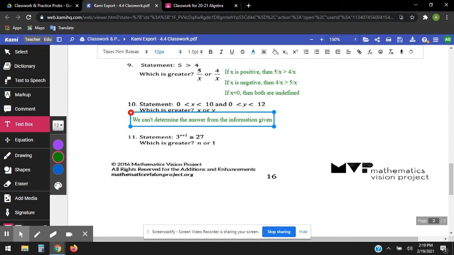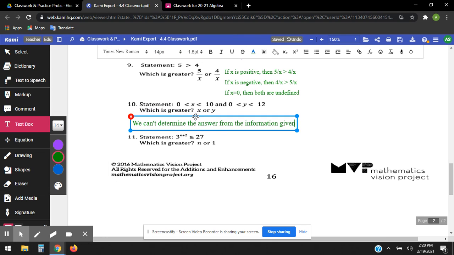Because we really need to have a little more information. I mean, they could be equal. X could be 1 and Y could be 2, or Y could be 1 and X could be 2. We don't really know since so many of those numbers overlap.